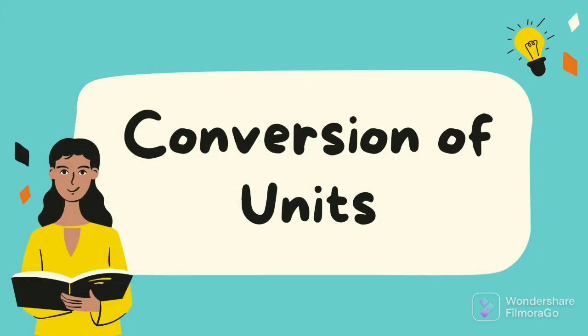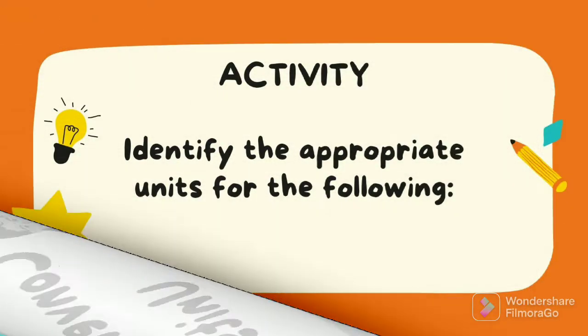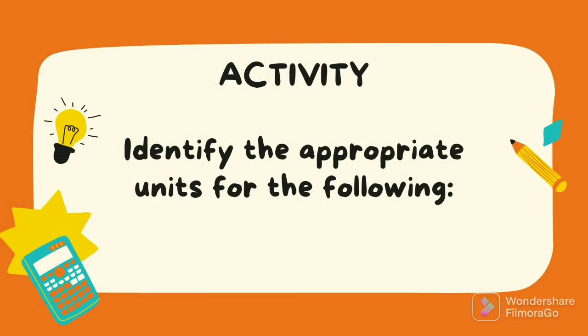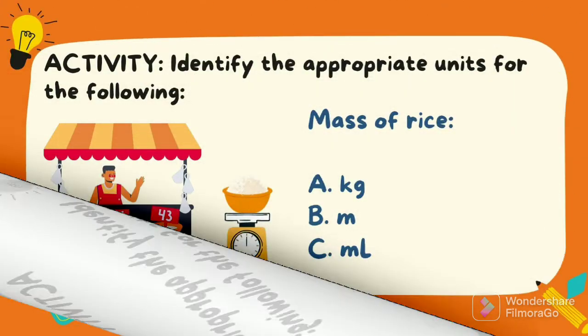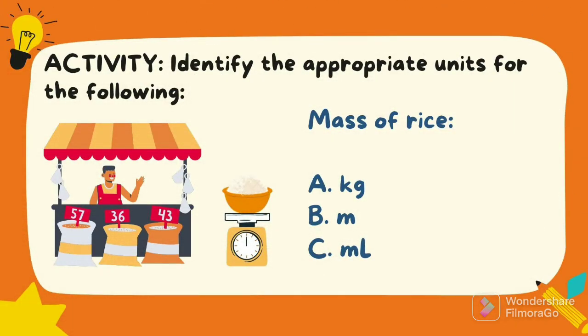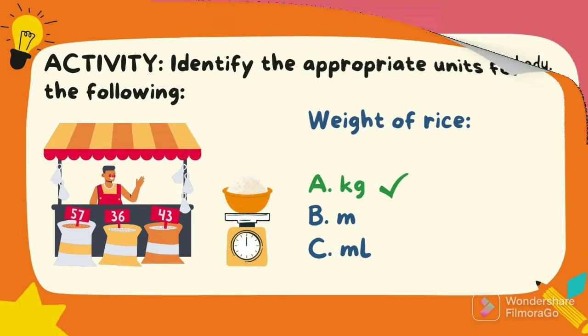Now that you know the difference among the three, let us now proceed to the conversion of units. But before that, let us first have an activity where you are going to identify the appropriate units for the item that I will show. Are you ready? Let's go! For the first question, if you are pertaining to the mass of rice, what unit should you use? Is it A, kilogram, B, meter, or C, milliliter? If your answer is A, then you are correct.